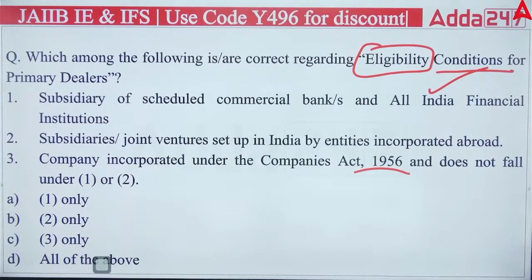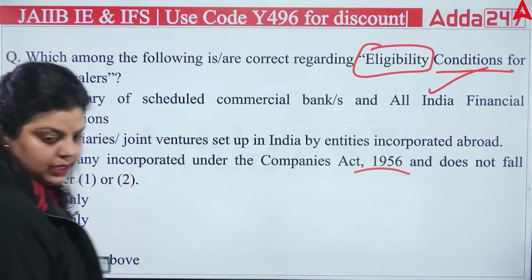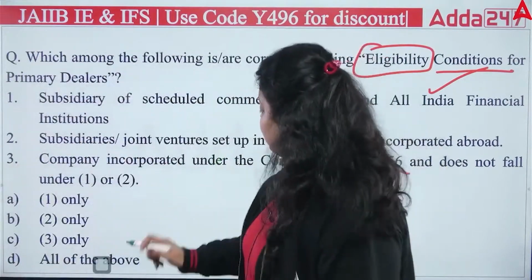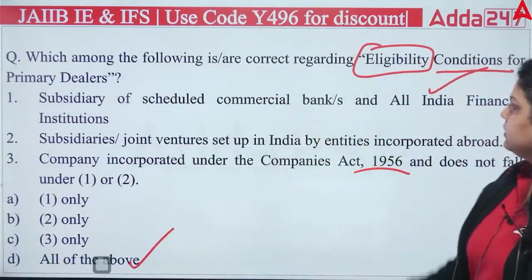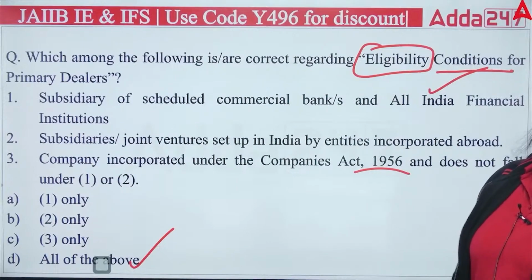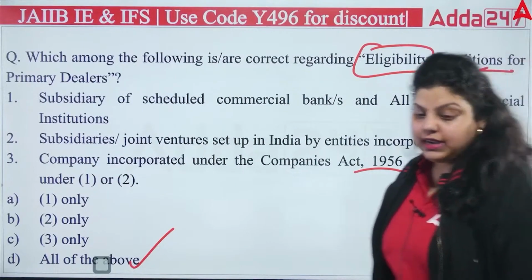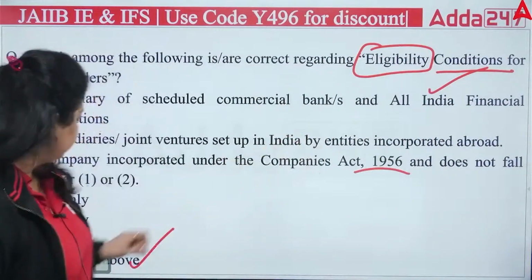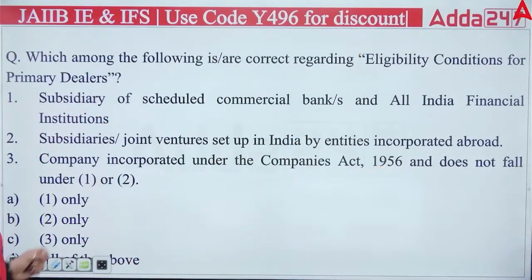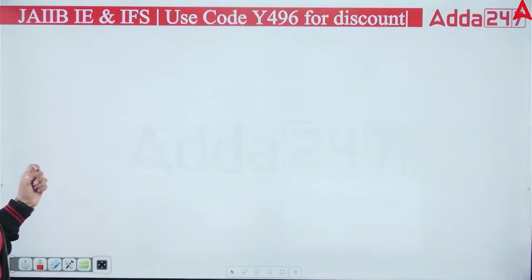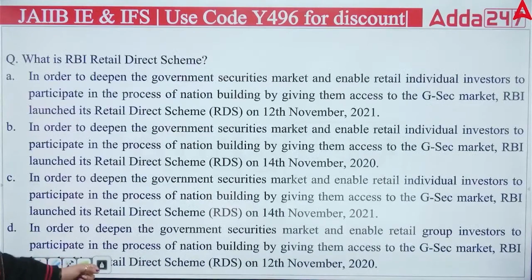Okay, so the right answer here is actually all of the above. All the statements are correct here regarding the eligibility condition of primary dealers. Okay, so the right answer will be all of the above. Next, the right answer is D. Okay, next we have, what is the next question talking about?